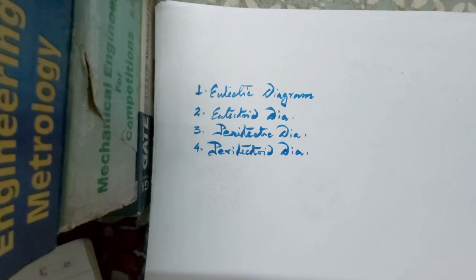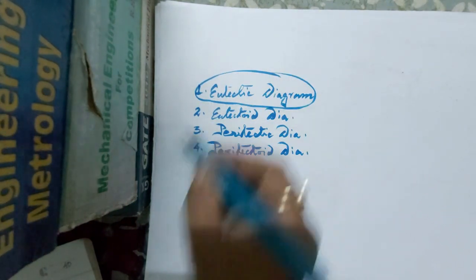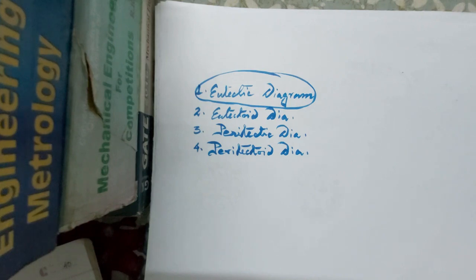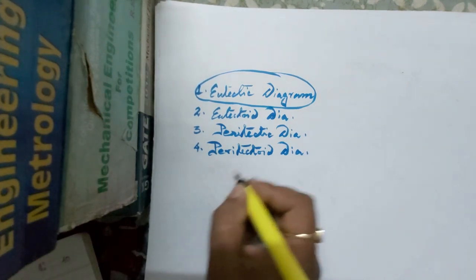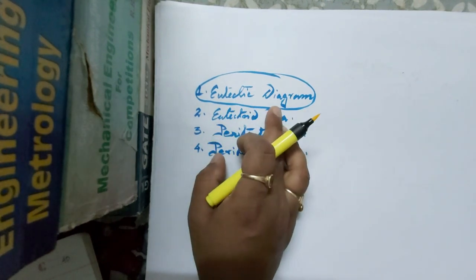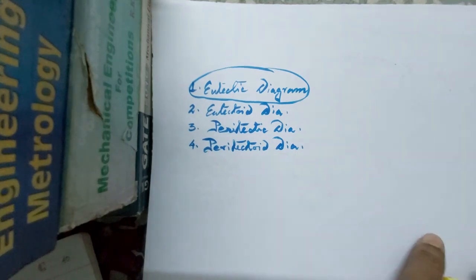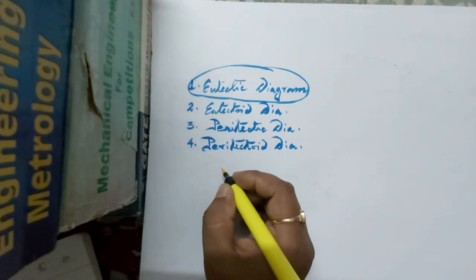So these are the 4 different types of phase diagrams, and today we shall talk about this eutectic diagram. We shall talk about this eutectic phase diagram. So before starting this diagram, we shall talk about the eutectic reaction. So what is eutectic reaction?